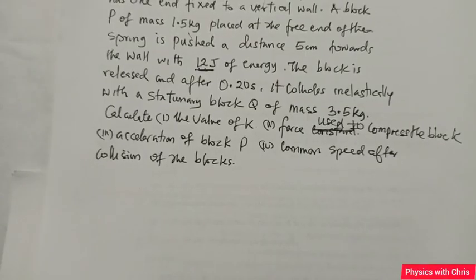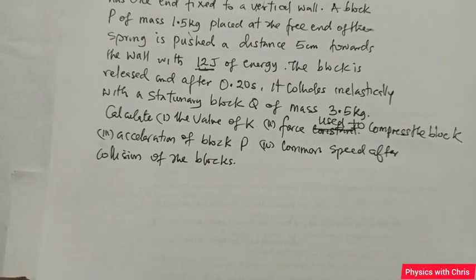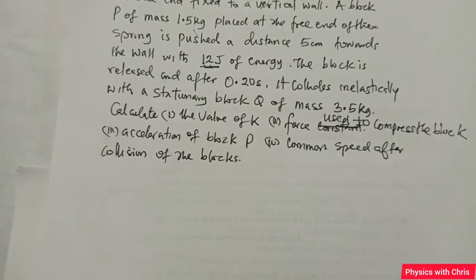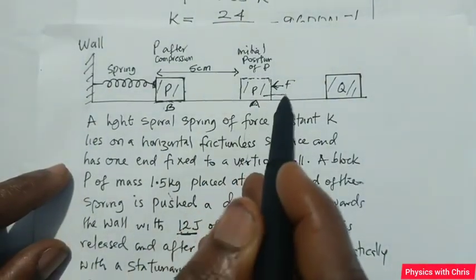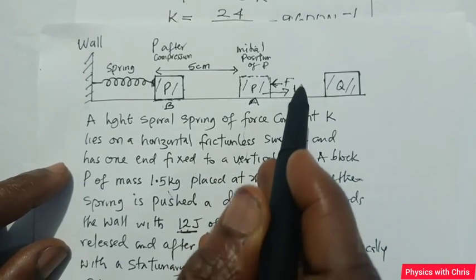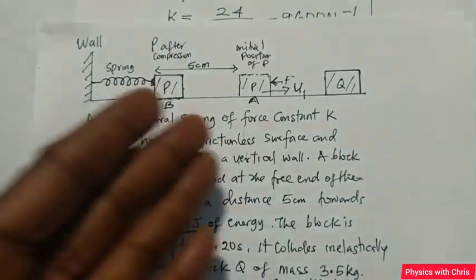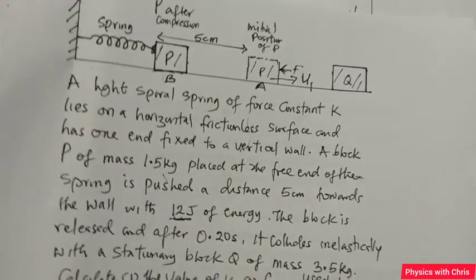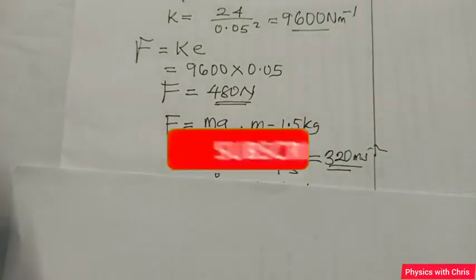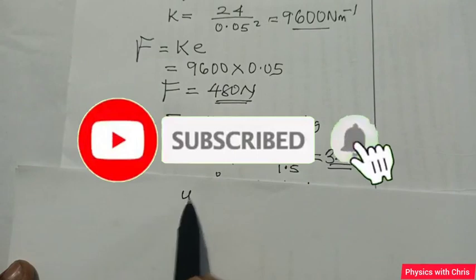For the last question, I want to find the common speed after the impact. To do that, we need to find the initial speed of block P. Block P moves this way after it is released, let's call that u1, with initial speed u1 towards block Q in order to collide with it. We need to find that from one of the equations of motion. Let's say that block P was released from rest. Its initial velocity is 0.